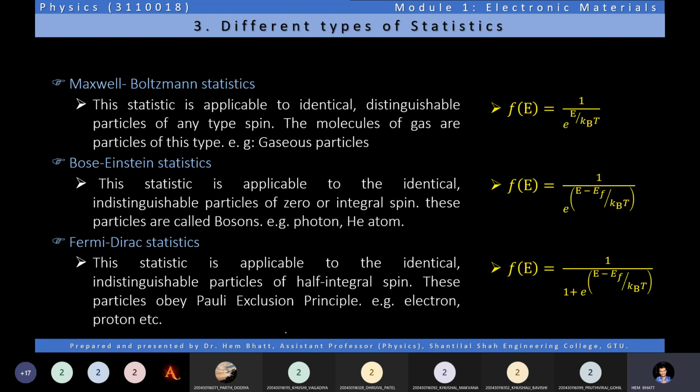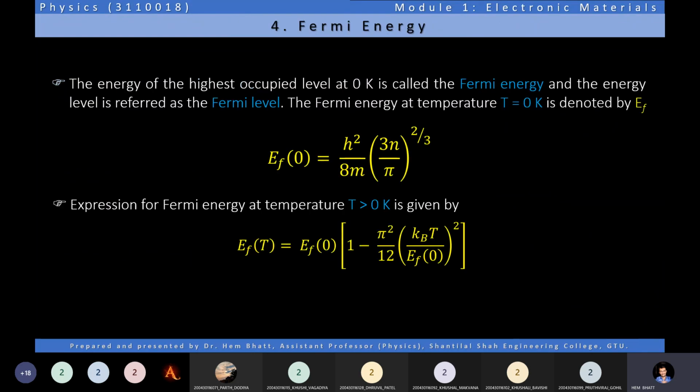Different types of statistics, 3 types, and the one which we are concerned with right now is Fermi-Dirac statistics, because it is talking about electrons which have half spin. Fermi energy and Fermi level we discussed. The highest occupied energy level is called the Fermi energy level and the energy is called Fermi energy.